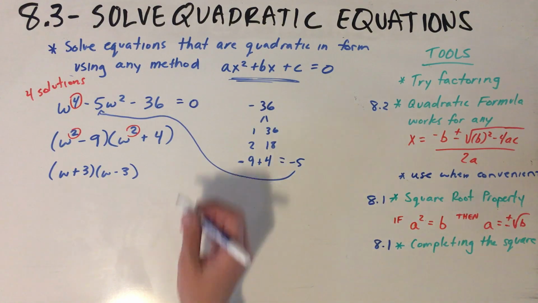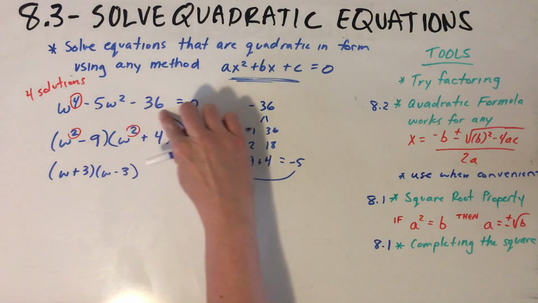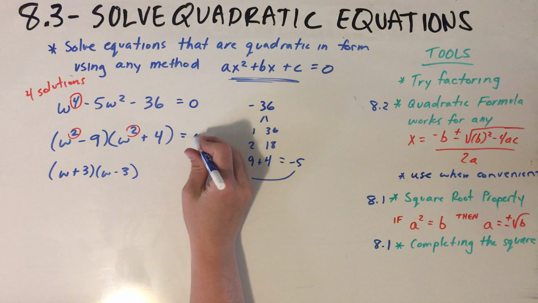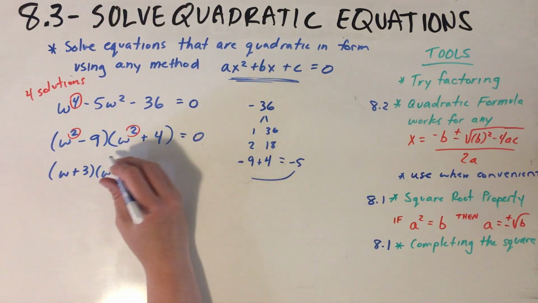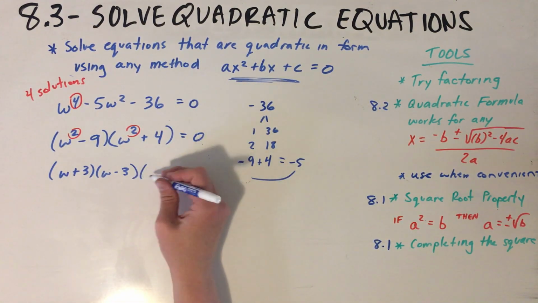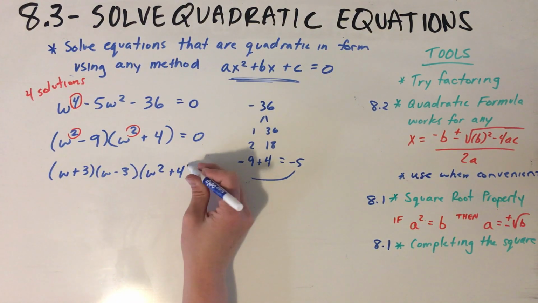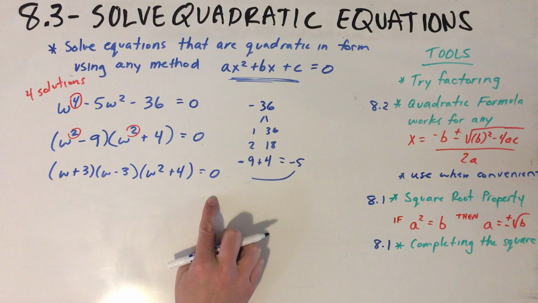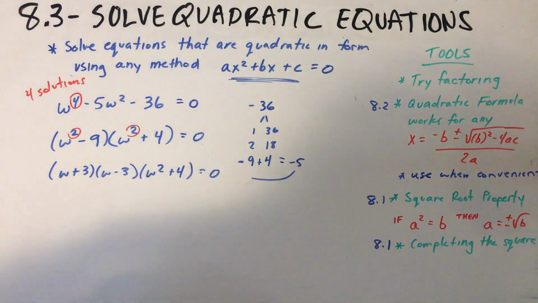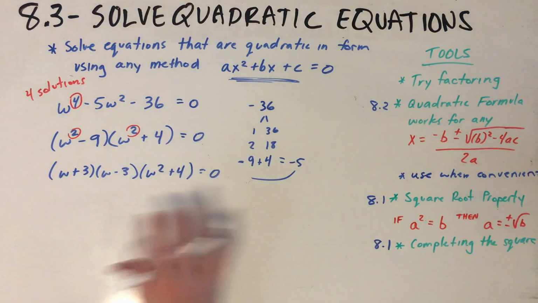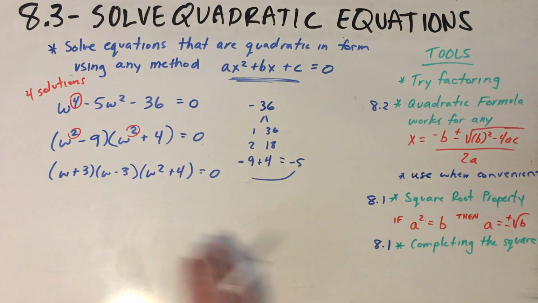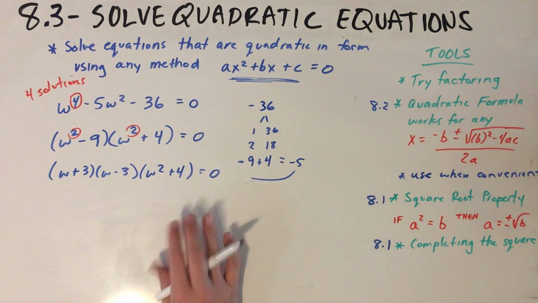Okay, so again, all this is equal to 0. And then this isn't working out so hot. I can't actually factor this further. This is a sum of squares, so I'm just going to leave it. So these are my factors. I've factored completely. Some of these are going to be a combination of 2, which you can see here. All right, so factored completely.